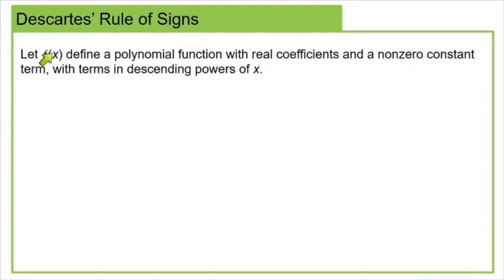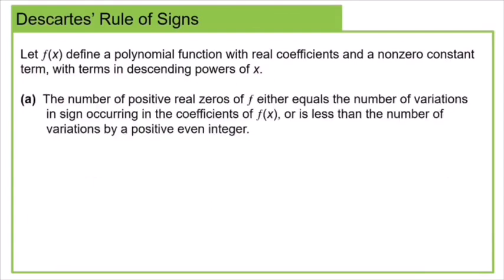It just says, let f of x define a polynomial function with real coefficients and a non-zero constant term. So we have to have a constant term in order to use Descartes' rule of signs. And assume that it's written in descending powers of x. Then we can know two things for sure. The number of positive real zeros of our function either equals the number of variations in sign, or it's less than that by some positive even integer.